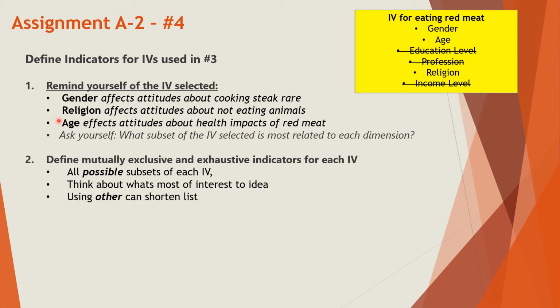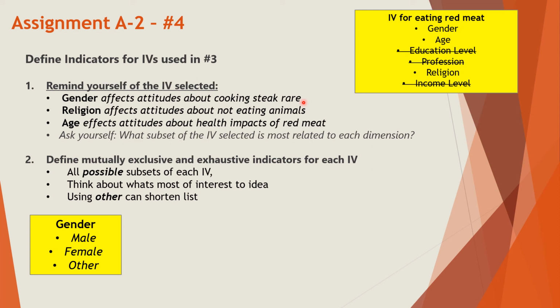Okay, so when you're doing each of these, think about what part of that independent variable we are really looking to get information about. So for gender, we define gender as male, female, and other. Now, especially in today's day and age, you can't just use male and female, you've got to have more. I could have put more subsets there, but often if we're only concerned about male and female, then we can use other to shorten the list.